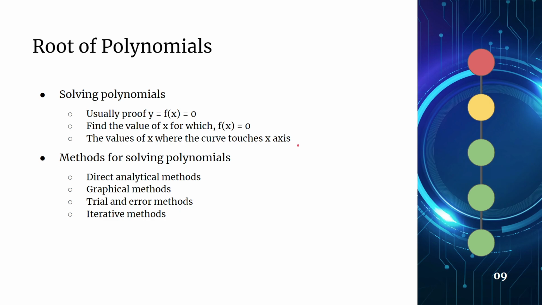There are many methods when it comes to solving polynomials, like the direct analytical method, which we usually use when we do maths. There are graphical methods; you have done graphs before, like the one I was taking help of. There are trial and error methods, and finally there are iterative methods, which is our main concentration while we will be studying this chapter.